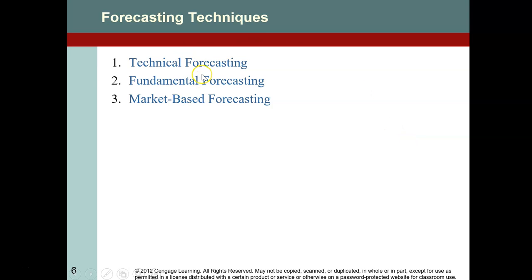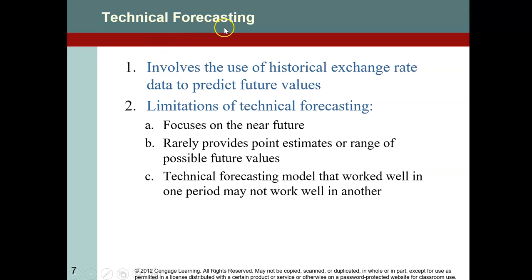We have 3 techniques here: technical, fundamental, and market-based. Okay, for the first, technical forecasting, it involves the use of historical exchange rates to predict future values. It's similar to how we use past stock prices to estimate beta and predict future stock prices, right? Here we're using historical data on exchange rates to predict the future ones. There are limitations though. It focuses on the near future. It rarely provides point estimates or a range of possible future values. A technical forecasting model that worked well in one period may not work well in another.